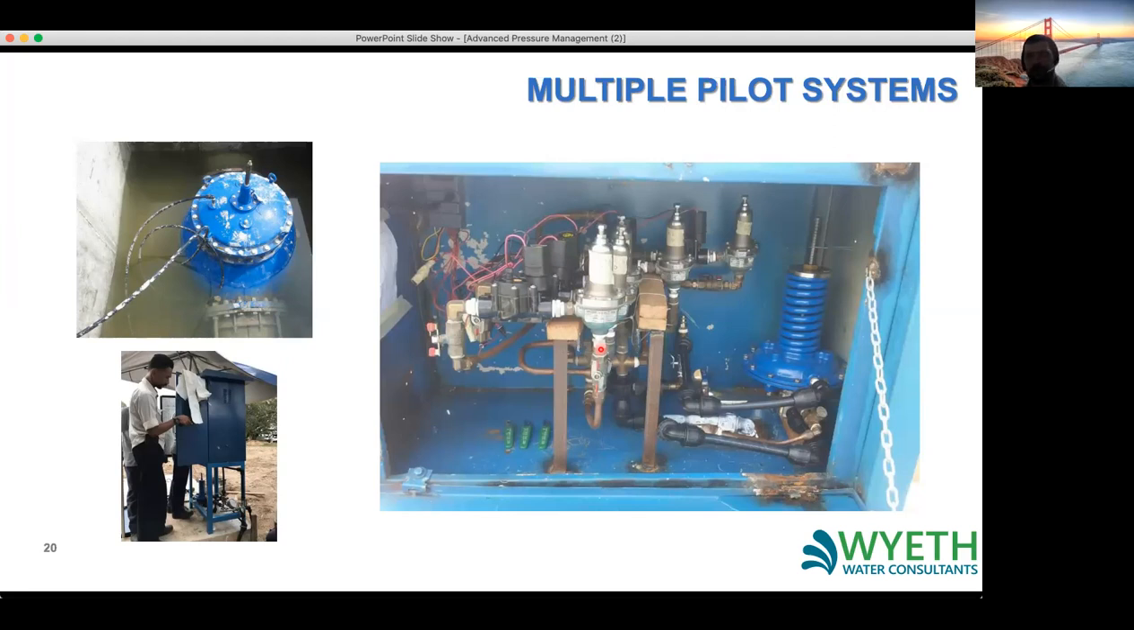So instead of having just a high pressure and a low pressure, they've got 5 different steps where they can actually program it to change pressures throughout the day.